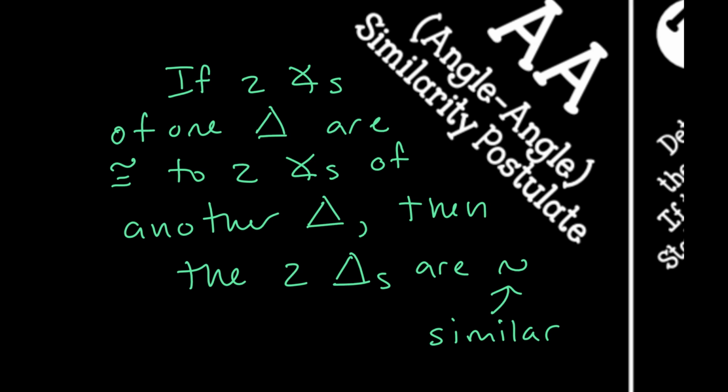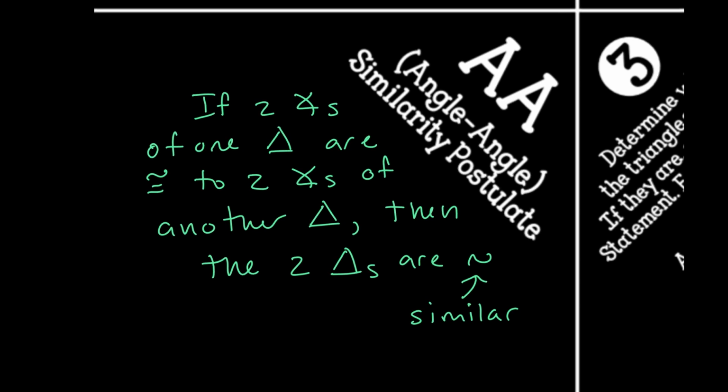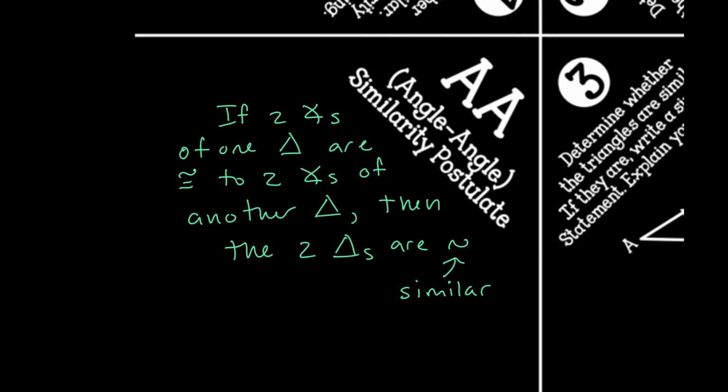So if we have two angles of one triangle congruent to two angles of another triangle, are those triangles congruent? No, they could be, but we don't have enough info, right? But we do know that they're always similar. Okay, everyone got that down? Okay, let's try applying this to some examples now.